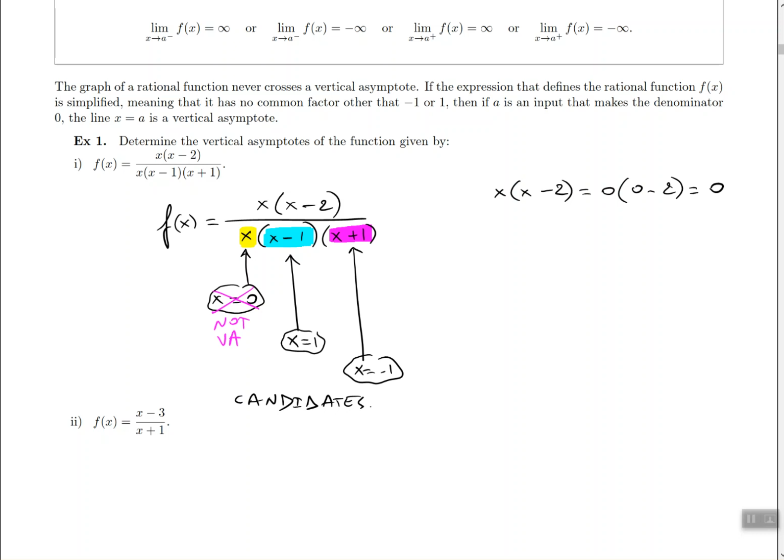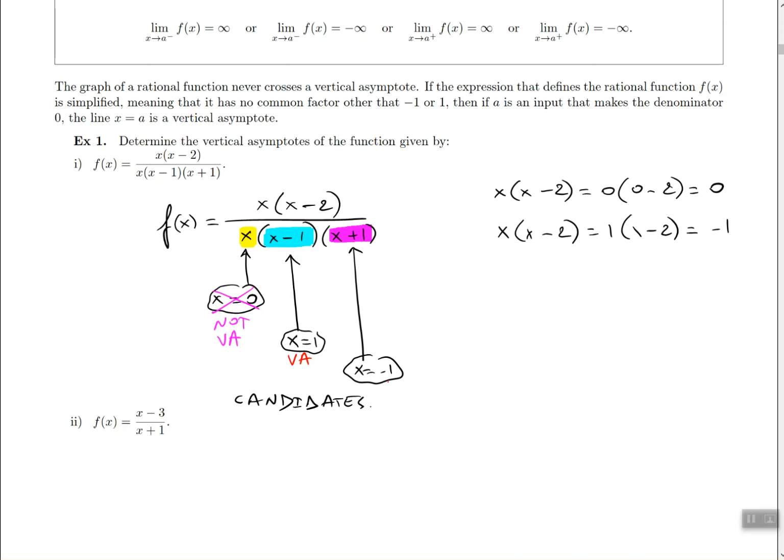Now, if you try the same thing with 1, if you put 1 into x minus 2, you would get 1 minus 2, which would be at the end negative 1. We did not get 0, so 1 has a VA. So this one is in fact a VA because it did not make the numerator 0. It only made the denominator 0. So it's going to be called the VA.